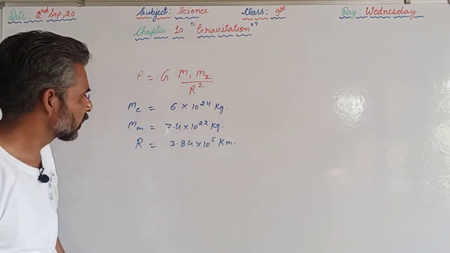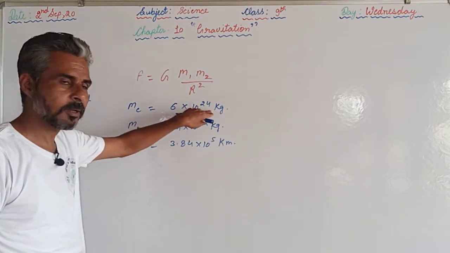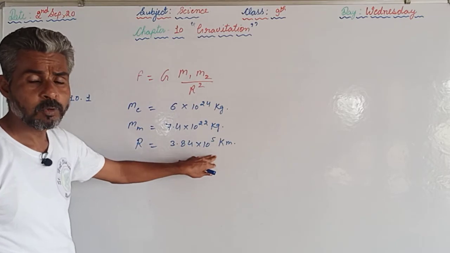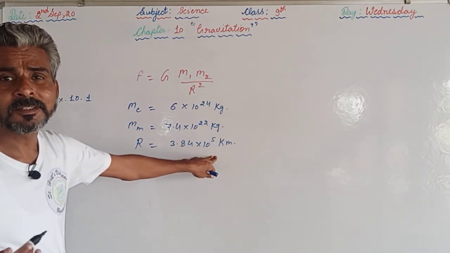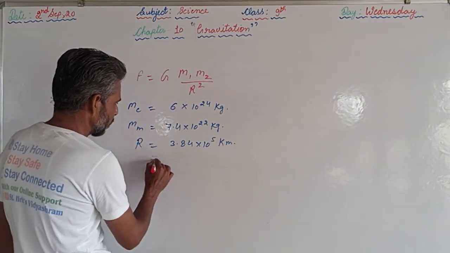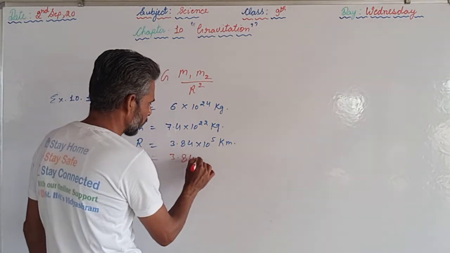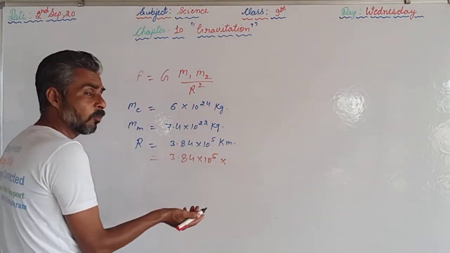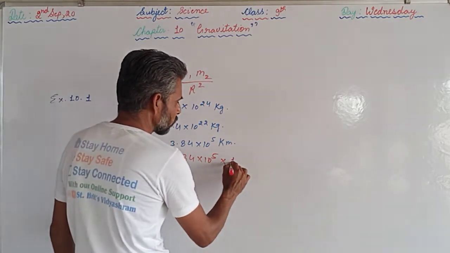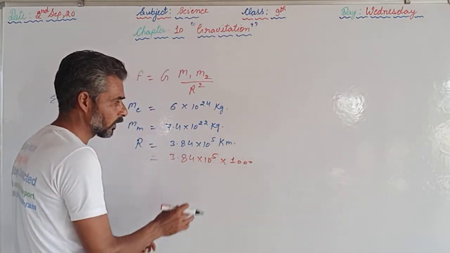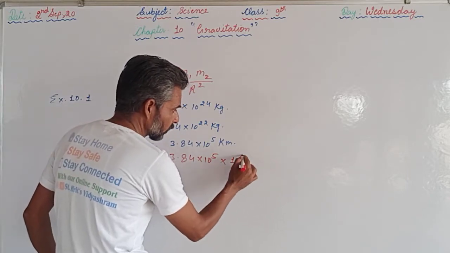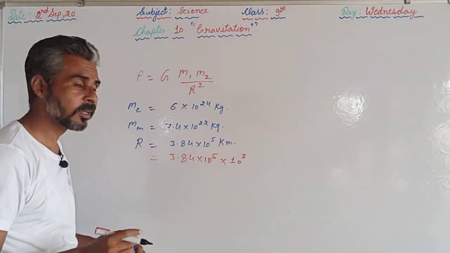The first thing is that all the measurements should be in SI units. So here mass is in kilogram, that is okay. Here again mass is in kilogram, here it is in kilometers. So we are supposed to convert that into meters. So in meters means 3.84 into 10 raised to power 5 into how many meters are there in 1 kilometer? 1000. So we can write that in the exponential form, means 10 raised to power 3, because in 1000 how many zeros are there? 3.